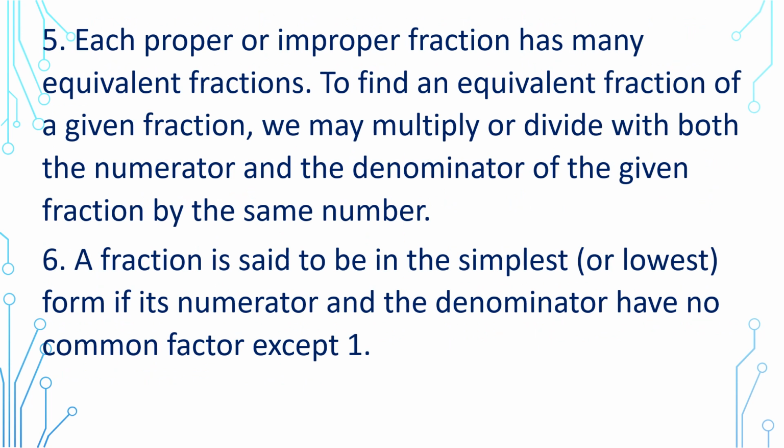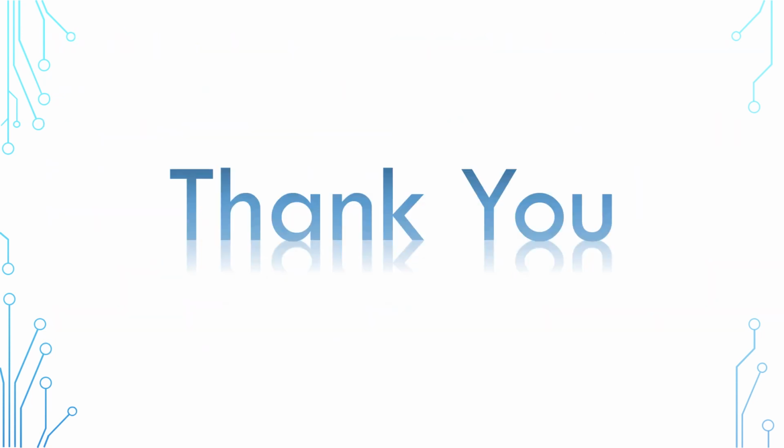Each proper or improper fraction has many equivalent fractions. To find an equivalent fraction of a given fraction, we may multiply or divide both the numerator and the denominator of the given fraction by the same number. A fraction is said to be in the simplest or lowest form if its numerator and the denominator have no common factor except 1. I hope student you understand all the points which we discussed in today's session.